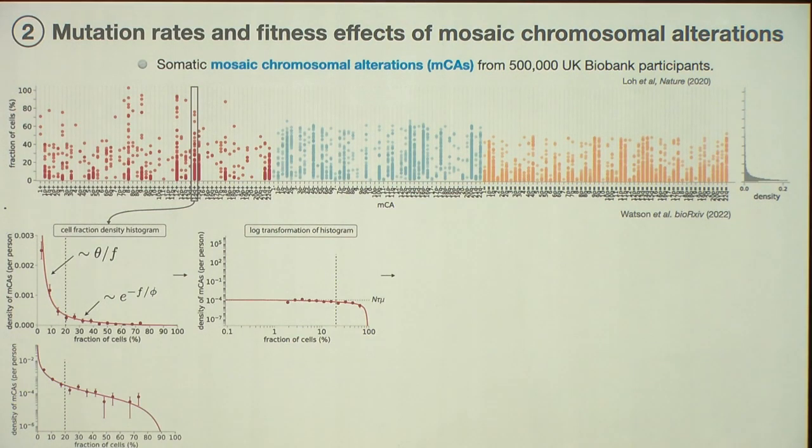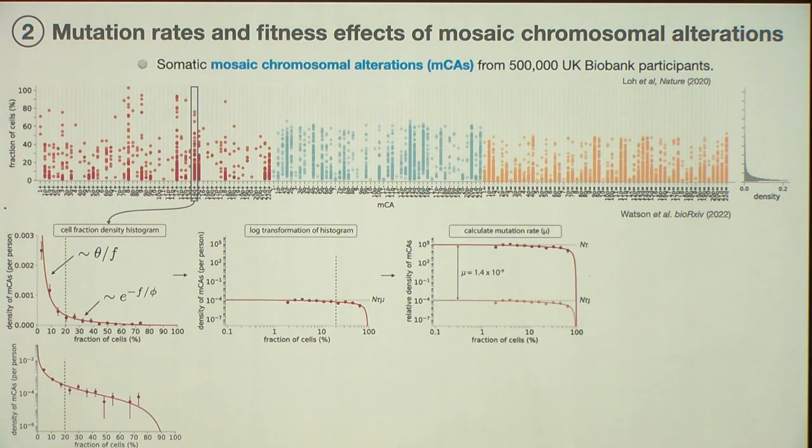But the important point there is that the position of the amplitude of that flat line is telling you something about the product of the number of stem cells and the mutation rates. But the mutation rates of MCAs are far less well characterized. Because we now know the number of stem cells, we can back out the mutation rate for that event.